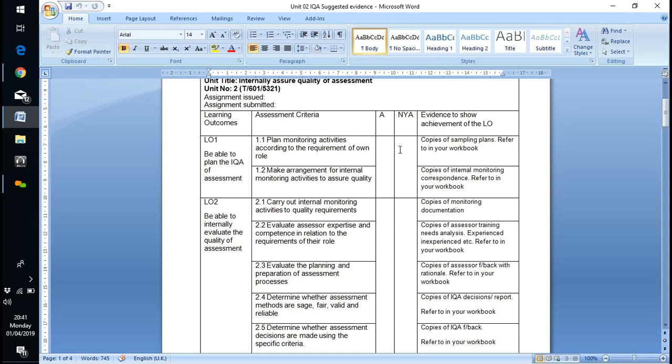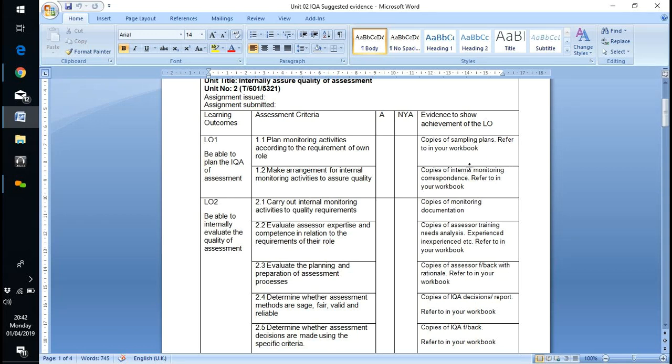When it says at least, 2 will do. 2 is plenty. You don't need to go to 3 or 4 or anything, because you've got the availability of material. So make arrangements for internal monitoring activities to take place.